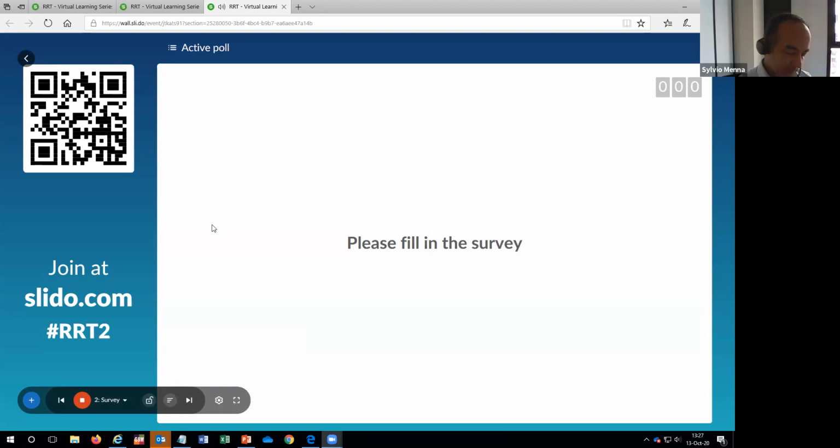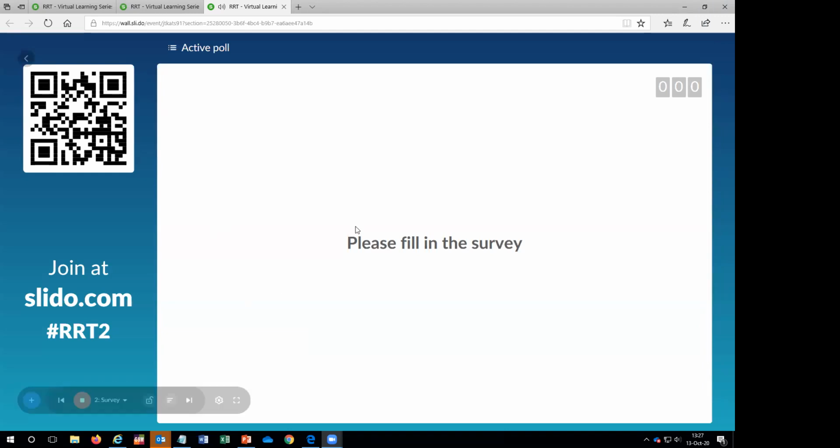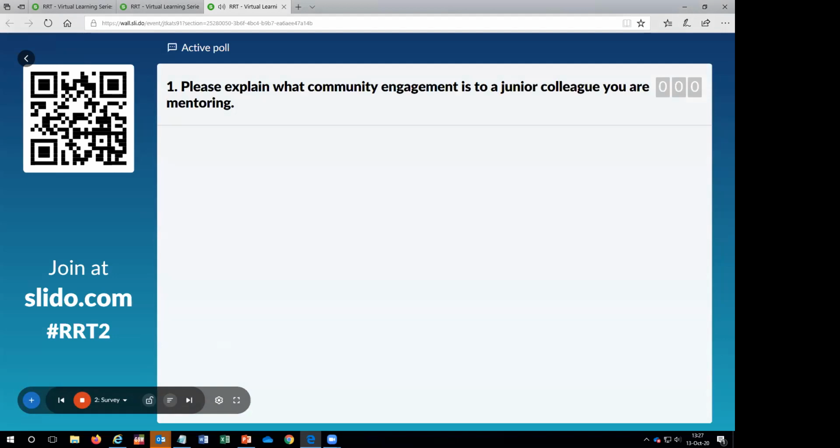Okay, so normally, for those who are already connected, you see now a new page. And for the others, you can scan the QR code or type on your phone slido.com, and the password is RRT2. You will see the questions popping up on your smartphone. You have 3 questions here. The first one is: please explain what community engagement is to a junior colleague you are mentoring. It's an open answer.